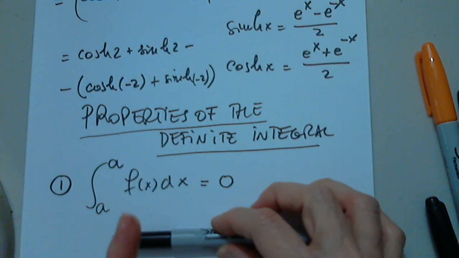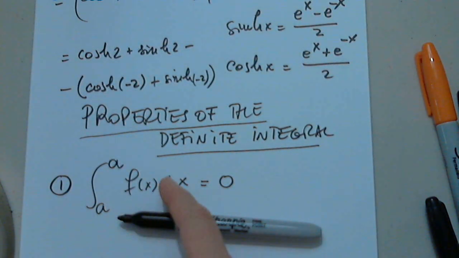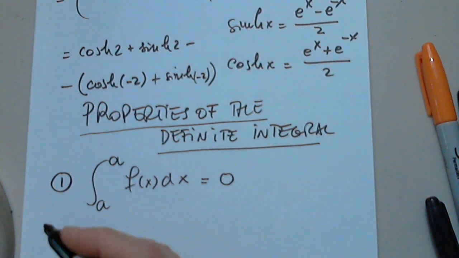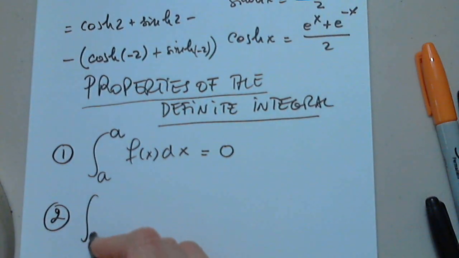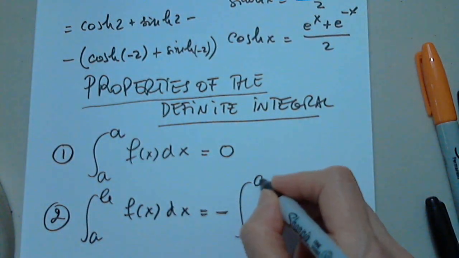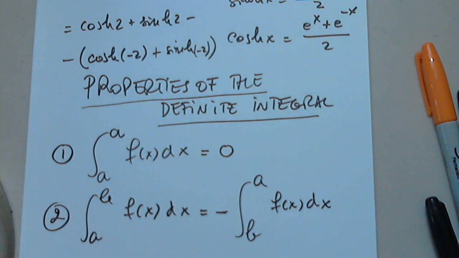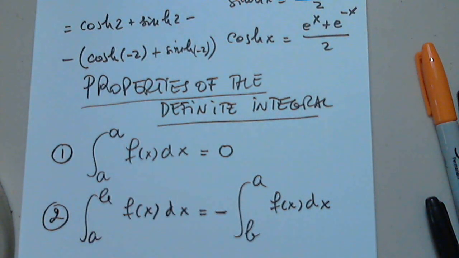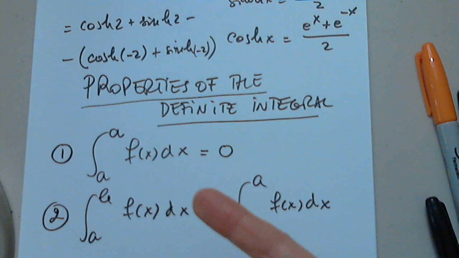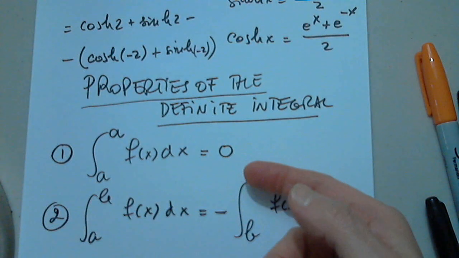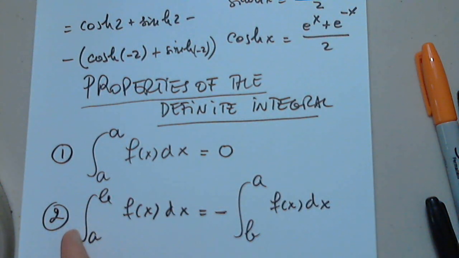What is the base? The base does not have a width. So dx does not have a width. Indeed. 2. The integral from a to b of f of x dx happens to be the opposite of the integral from b to a of f of x dx. So remember, if you want to swap the limits of integration, all you have to do is put a minus in front. If there is a minus in front, you can swap the limits of integration and turn it into a positive.